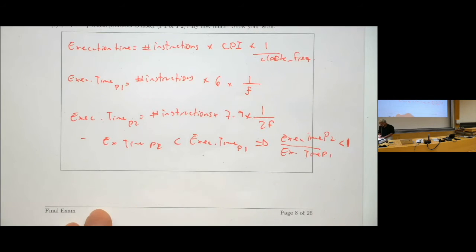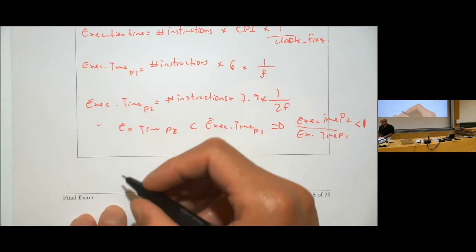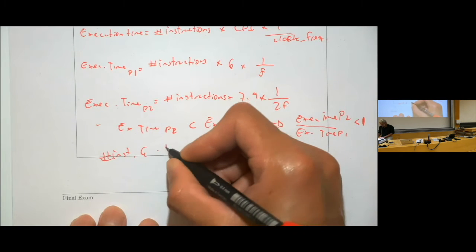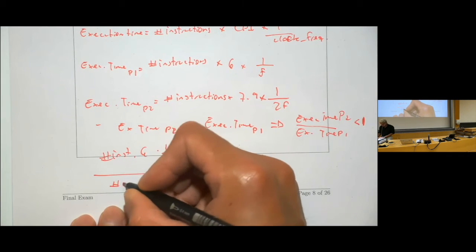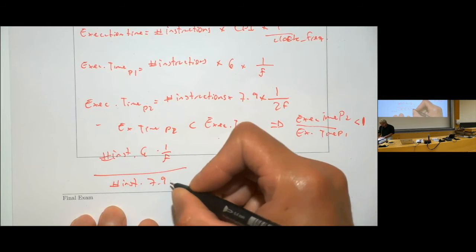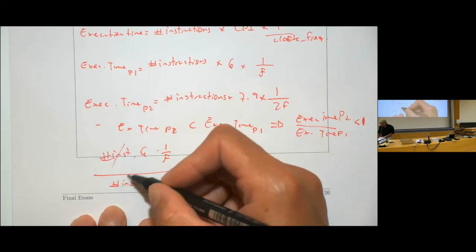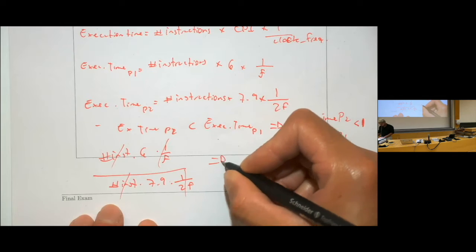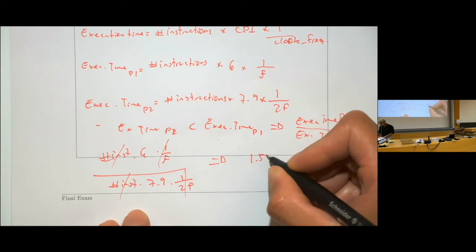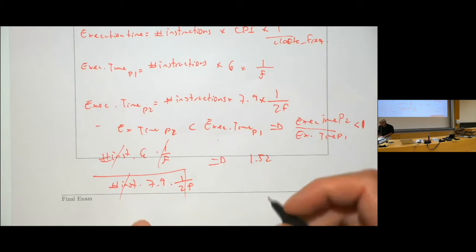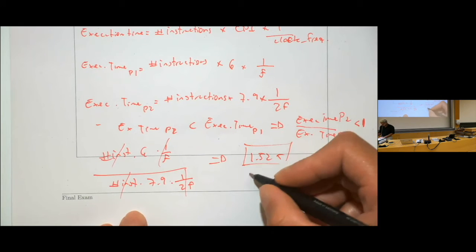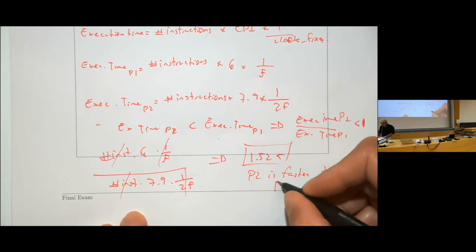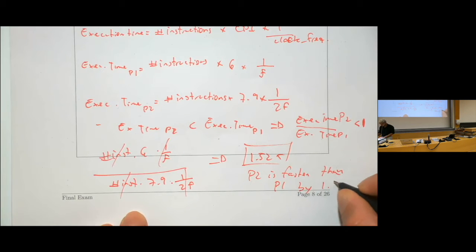So you can put the values here. It's going to be number of instructions times 6 times 1 over F, divided by number of instructions times 7.9 times 1 over 2F. And you can simplify the equation. Then I'm going to, again, check the solution because I don't want to do the math. And this is going to give 1.52. So this means that P2 is faster than P1 by 1.52 times.